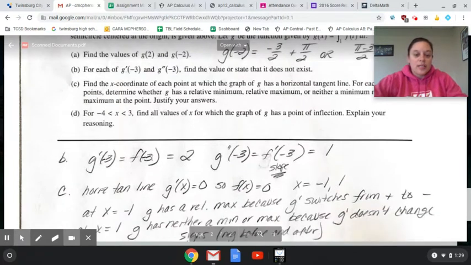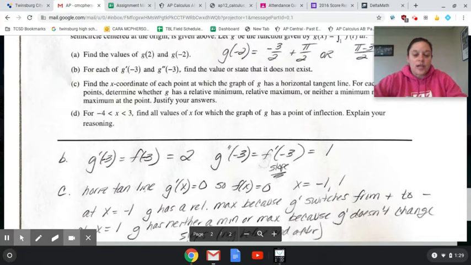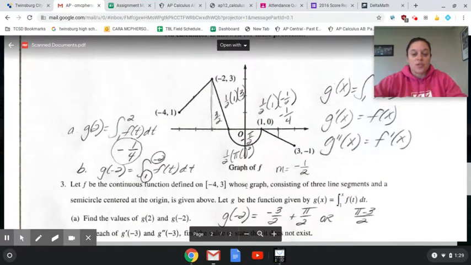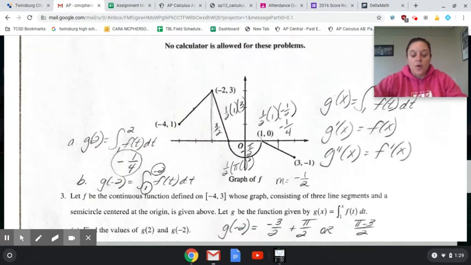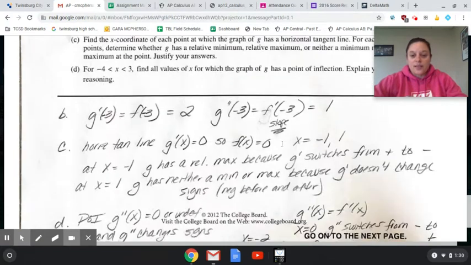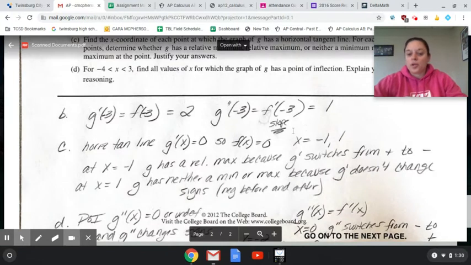So for part C, it would have a horizontal tangent line when the derivative of g is 0, which means, since in my picture g prime is the same as f, that means when does f equal 0? So going up to my picture, f equals 0 anytime it would cross or touch the axis. So it happens at negative 1 and it happens at 1. So that's the first thing I listed, my possibilities. These are essentially critical values.